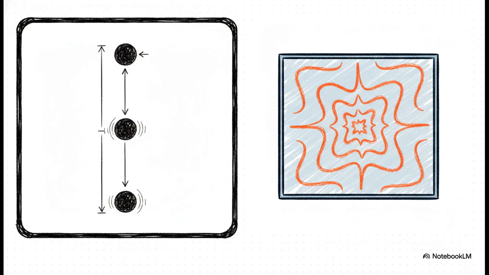An ODE is pretty straightforward. It deals with a function of just one variable, like our falling ball, where its velocity only changes with respect to time. A PDE, though, is a whole other level of complexity. It handles functions of multiple variables. A perfect example is heat spreading across a metal plate. The temperature depends on both the location on the plate and the time.